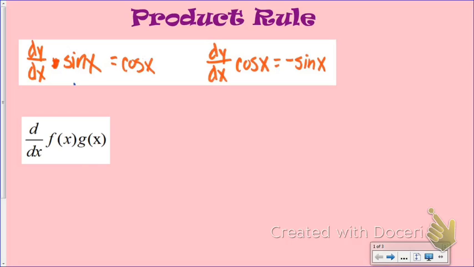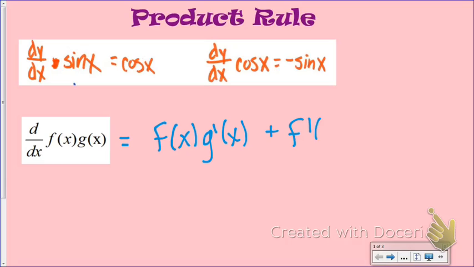Now, the product rule comes into play when I'm trying to take the derivative when I have two functions multiplied together. And what the product rule is: the derivative of f of x times g of x is f of x times the derivative of g of x plus the derivative of f of x times g of x.